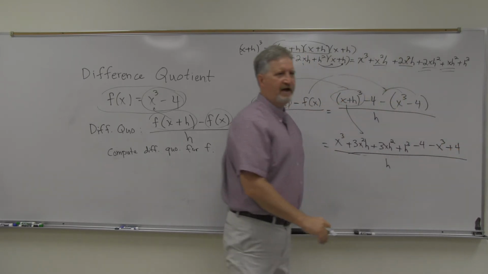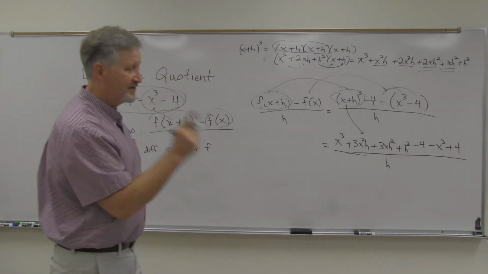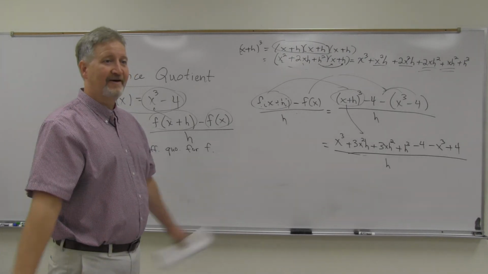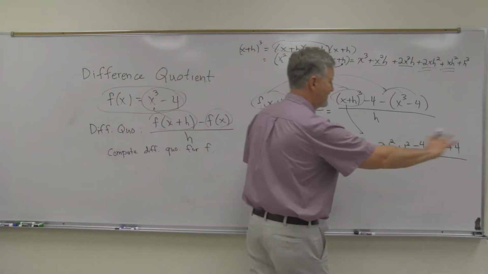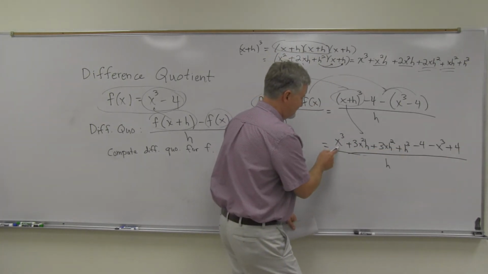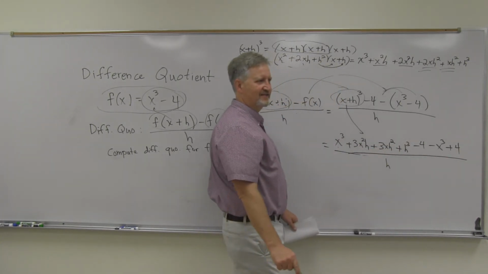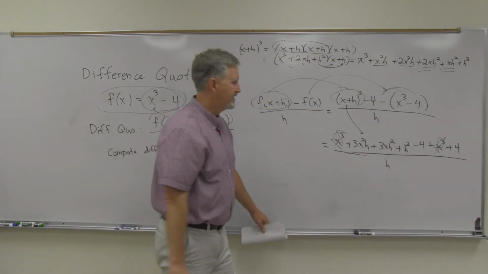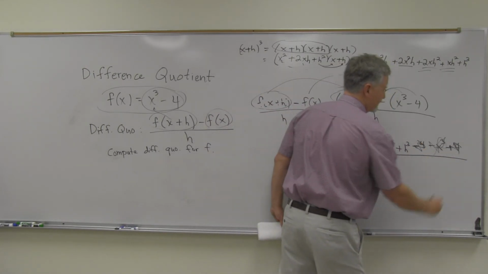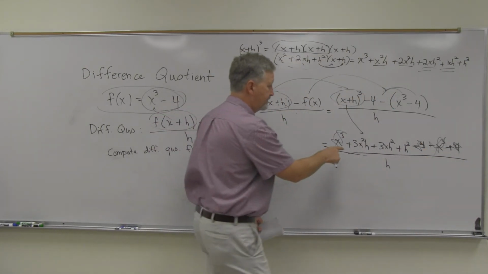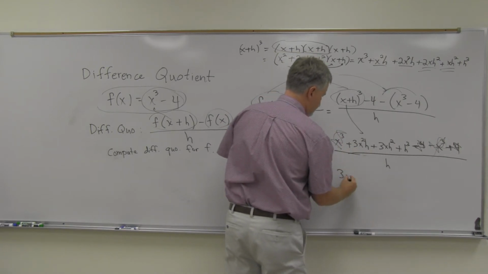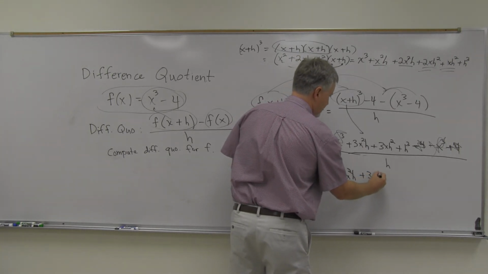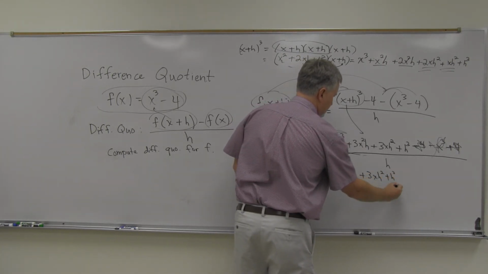It looks bad. However, not so bad, because look what happens. This happens a lot on these difference quotients. Do you see anything nice occurring here? You got an x cubed and a minus x cubed. Let's just wipe those out. You got a minus 4 and a plus 4. So all that's left on top is 3x squared h, 3xh squared and h cubed, all over h.